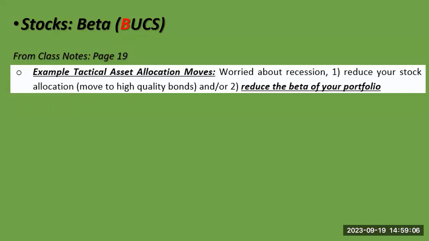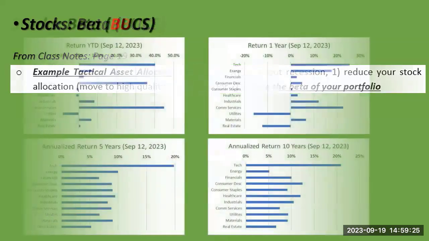What's the beta of your portfolio? Well, statistically, it's really easy to get. You just get the historical betas of all your companies and weight average them, and that's the beta of your portfolio. But that's history. You're worried about the future, so you have to do a little more work than that. But yes, expect a recession, reduce your stock allocation, reduce your beta.